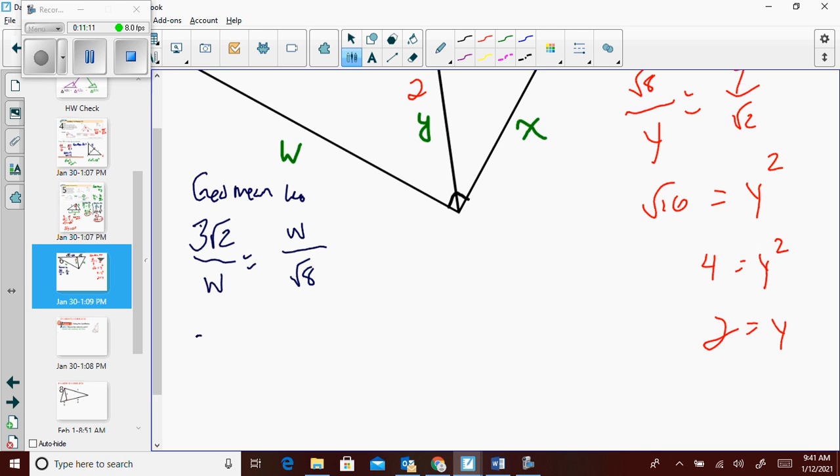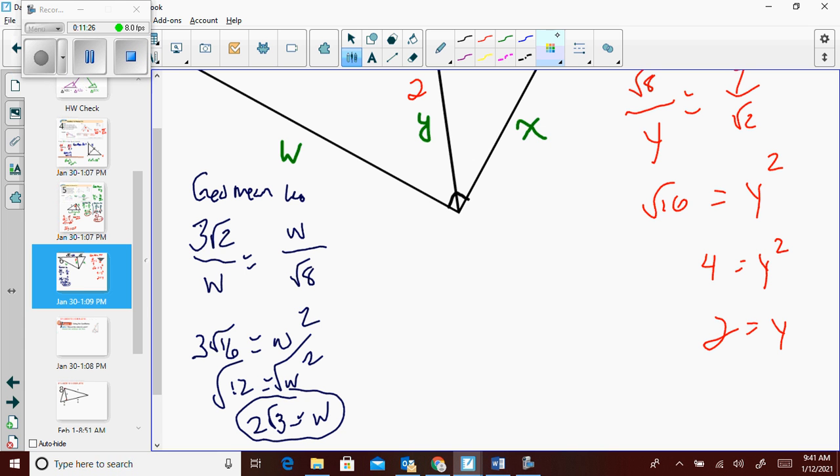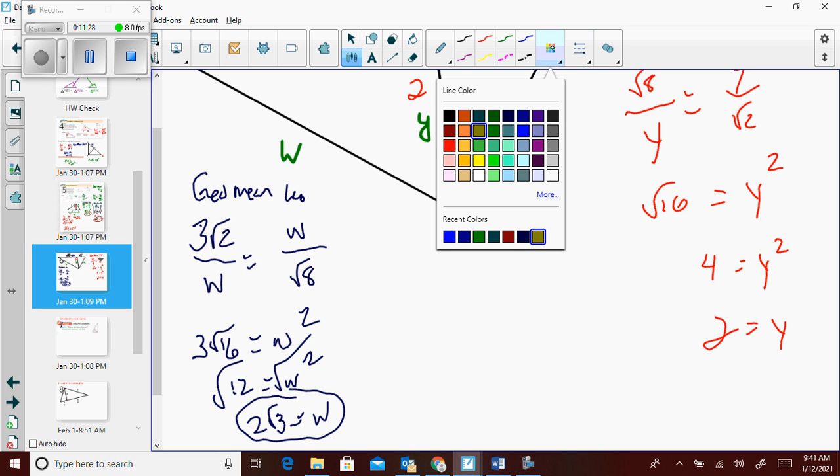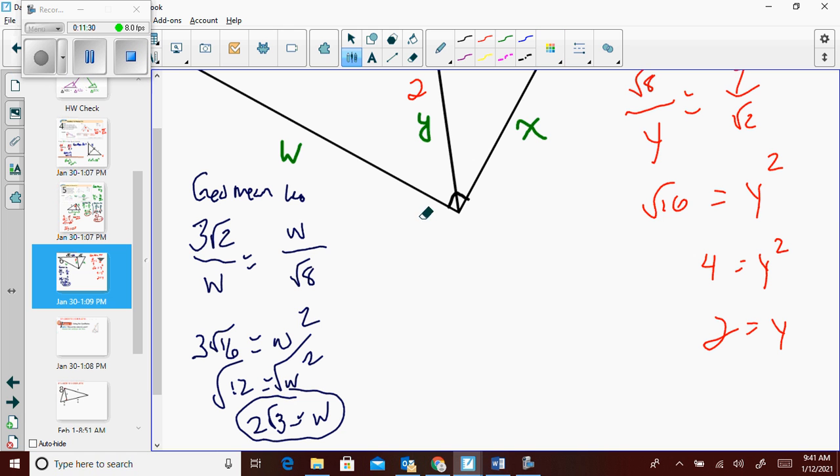Okay, so now I have 3 radical 16 is w squared. Radical 16 is 4, so that's 12 is w squared. W is 2 radical 3, okay? So we're getting back to our radicals again. We need to really be able to manipulate radicals.